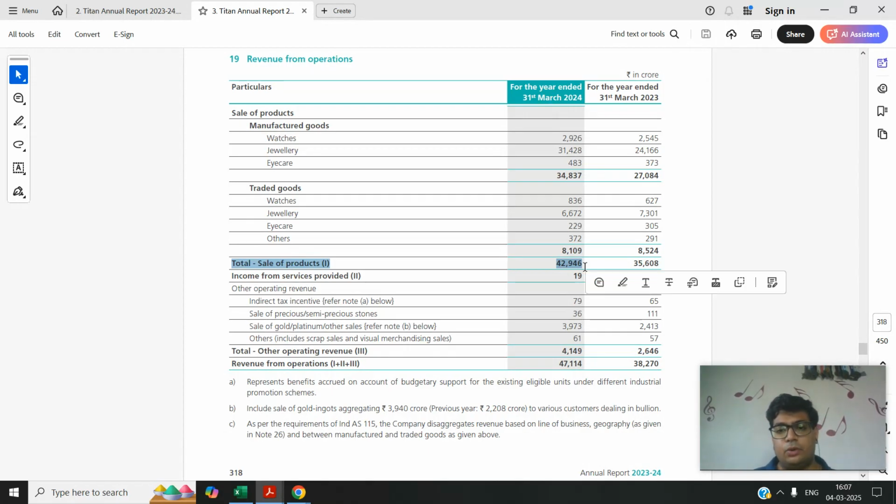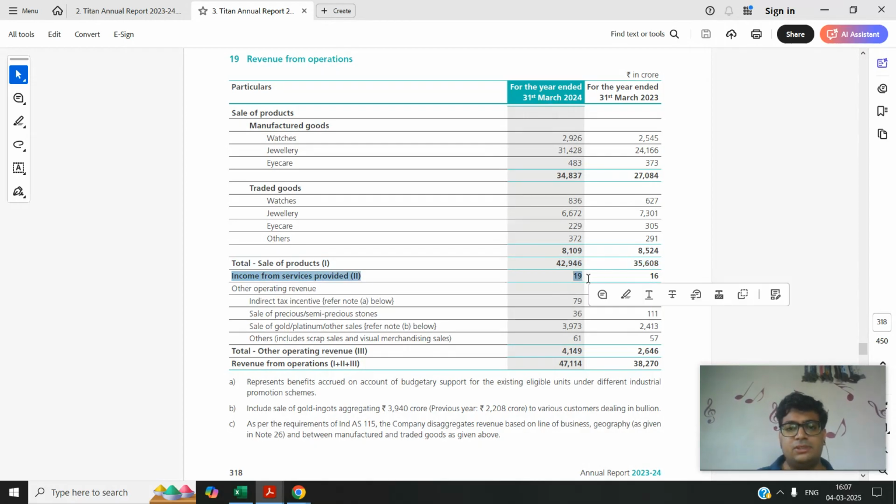Now besides this 43,000 crore, they have also earned a very trivial amount of money, 19 crore, from some services they provided. Now what could be these services? So for example, let's say I purchased a watch and couple of years later the battery ran out. So I go to Titan and ask them to sort of change the battery. They would take certain service charges for that as well, right? So perhaps those would be covered under income from service provided.